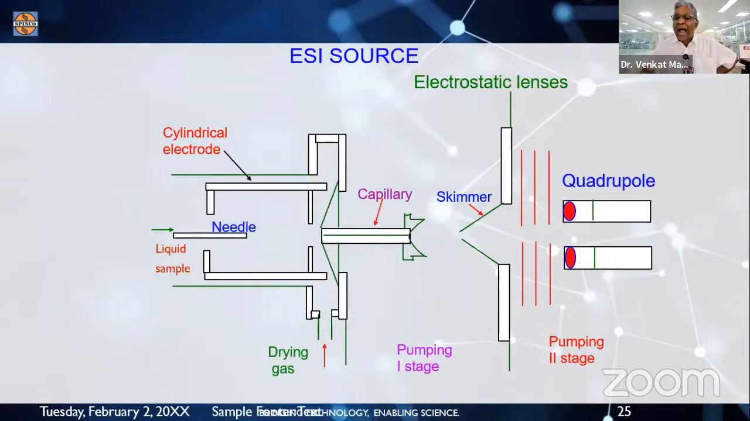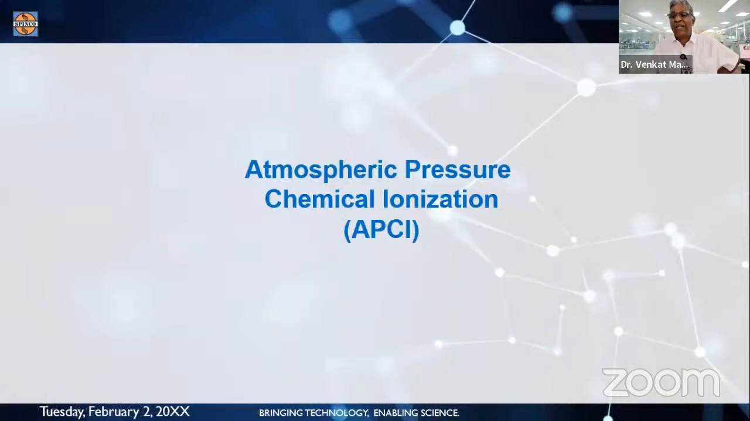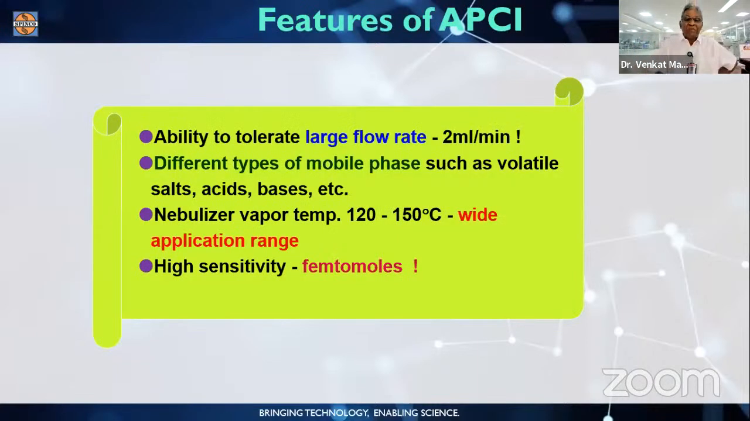Ionization and mobile phase removal are occurring simultaneously in this region. Now, the charged droplet comes through the skimmer and enters the mass spectrometer. Excellent. If I do this under atmosphere, I call it atmospheric pressure chemical ionization. Same concept. You can use it for various kinds of applications.